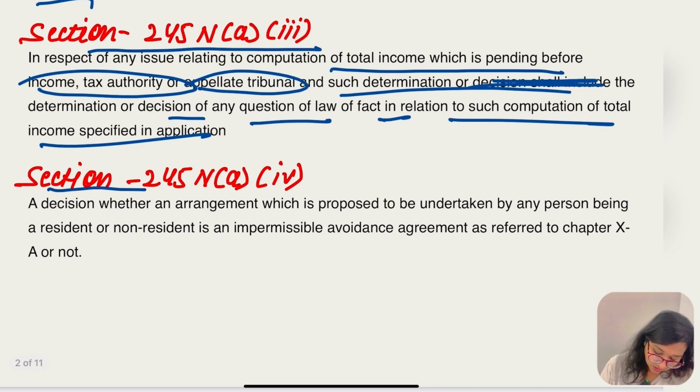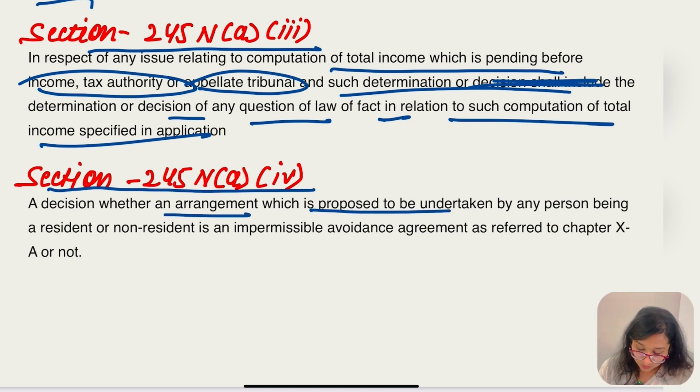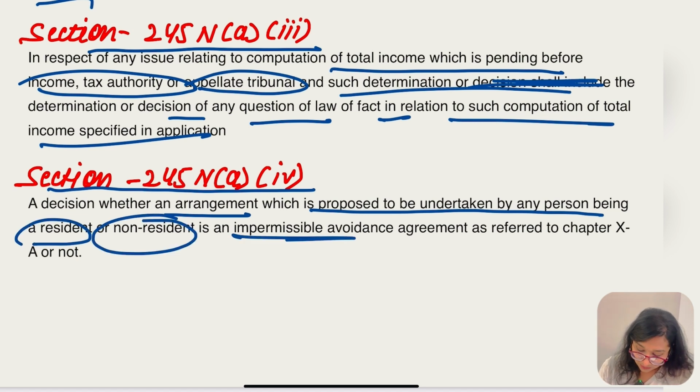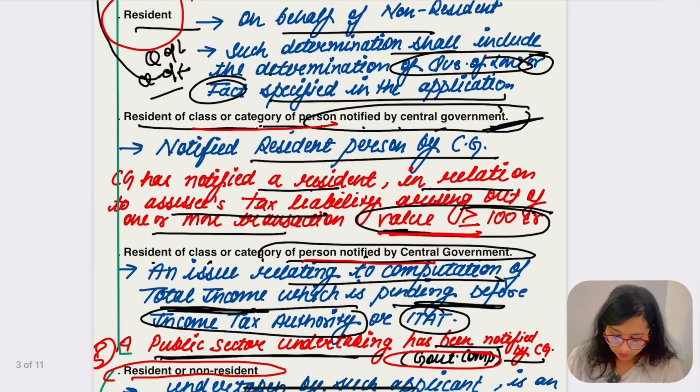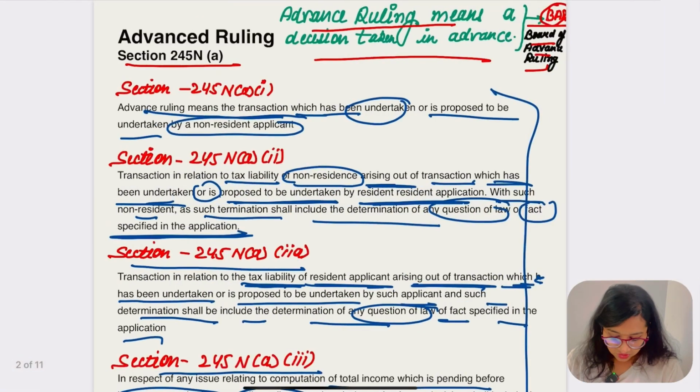So another section, 245 A4, says about a decision where an arrangement which is proposed to be undertaken by a person, being a resident or non-resident, is an impermissible avoidance arrangement as per Chapter 10A or not. So these are the points which I already explained here and I just read them out.